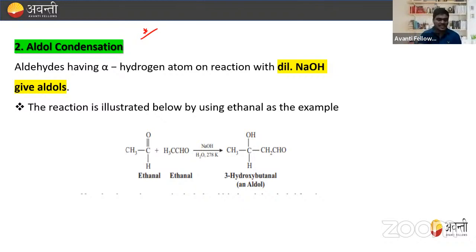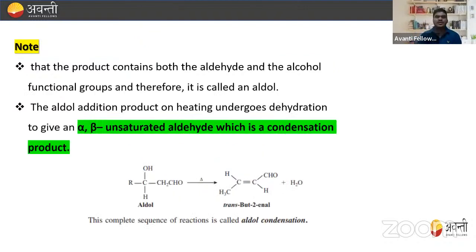For example, you have an ethanal, and another ethanal. They will react with dilute KOH or NaOH in water at 278 Kelvin. It will give us 3-hydroxybutanal, which we know as an aldol product. Note that the product contains both the aldehyde and the alcoholic functional group, and therefore it is called aldol.